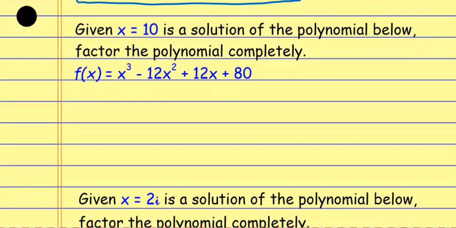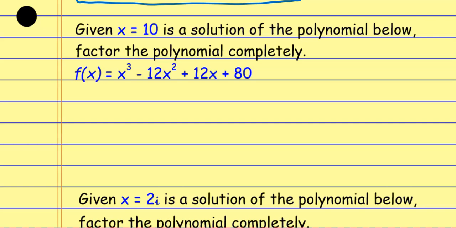If I look at the next one, here I have x equals 10 as a solution of the polynomial below. And so if I want to factor the polynomial completely, all right, once again, I'm going to start with that 10. And notice this time I have 4 terms. So you might think, hey, let's do factoring by grouping. And you could try that, but spoiler alert, it's not going to work, okay? Factoring by grouping is not going to work this time. So I have to use that x equals 10 in some way, shape, or form, okay?